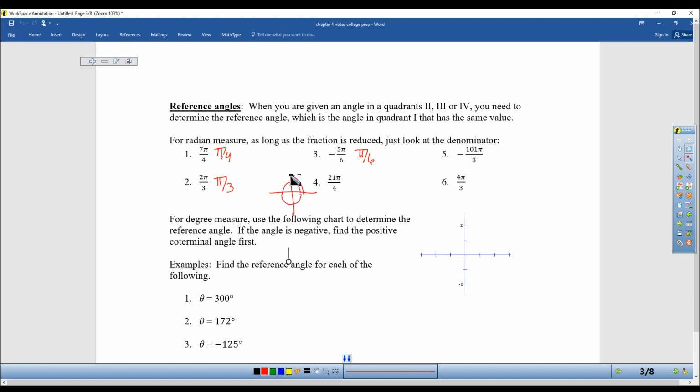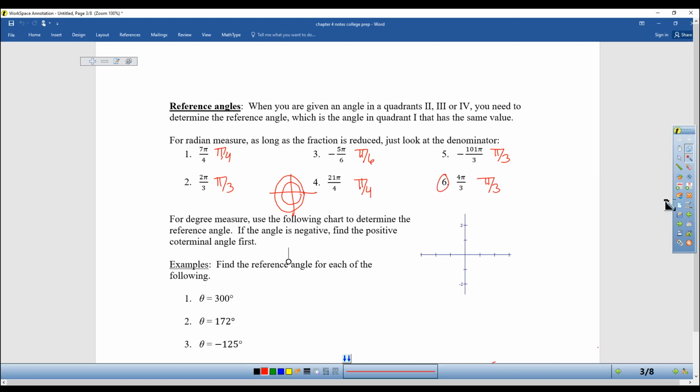Even something like 21 pi fourths, which has gone around and around. That's 8 fourths, 8 fourths, and then 16 fourths. So 21 fourths is just like spinning around the circle, but the reference angle is still pi fourths. The reference angle for this one, no matter how complicated it is, is still pi thirds. And the reference angle for this one is pi thirds.